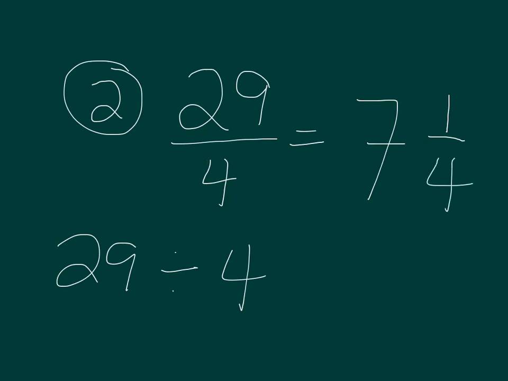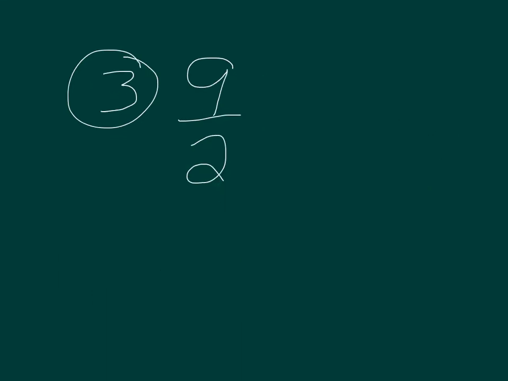All right, moving on to problem 3. In problem number 3, we have 9 halves. And in this case, it's pretty easy to think about. All right, how many times does 2 rather fit into 9? Well, 2 goes into 9 4 times, because 4 times 2 would be 8. And I would have a remainder, a single remainder of one extra piece. But in this case, these pieces are halves. So it's 4 and 1 half.